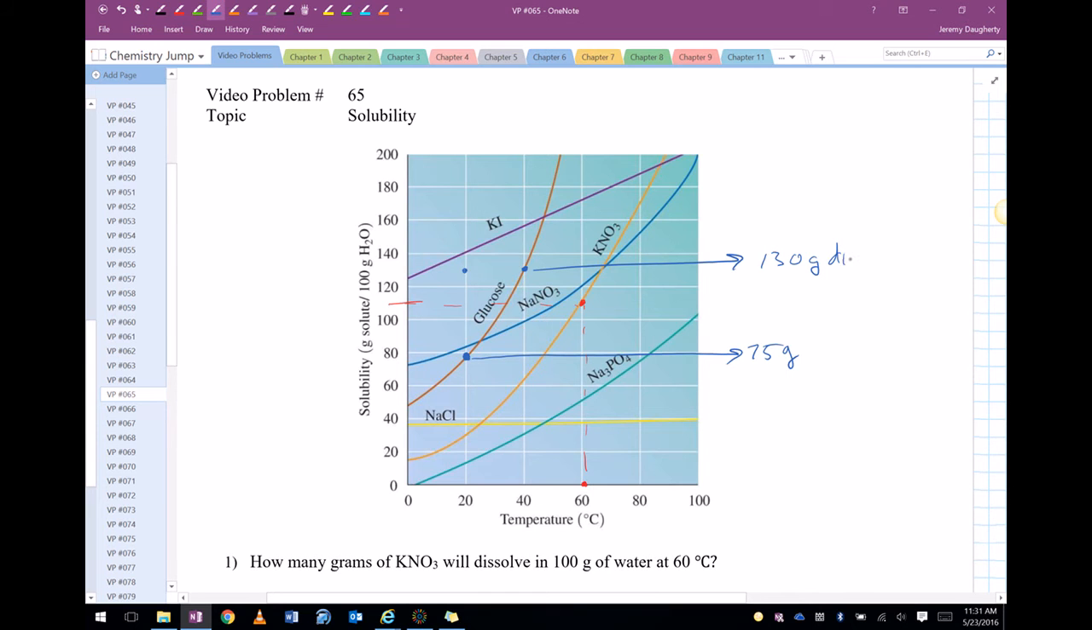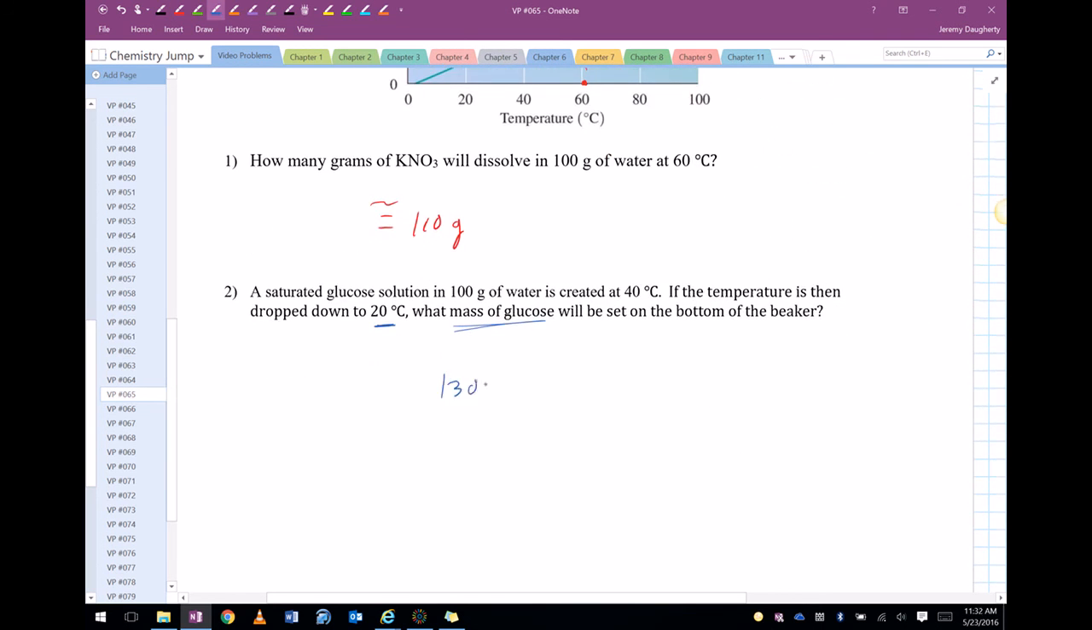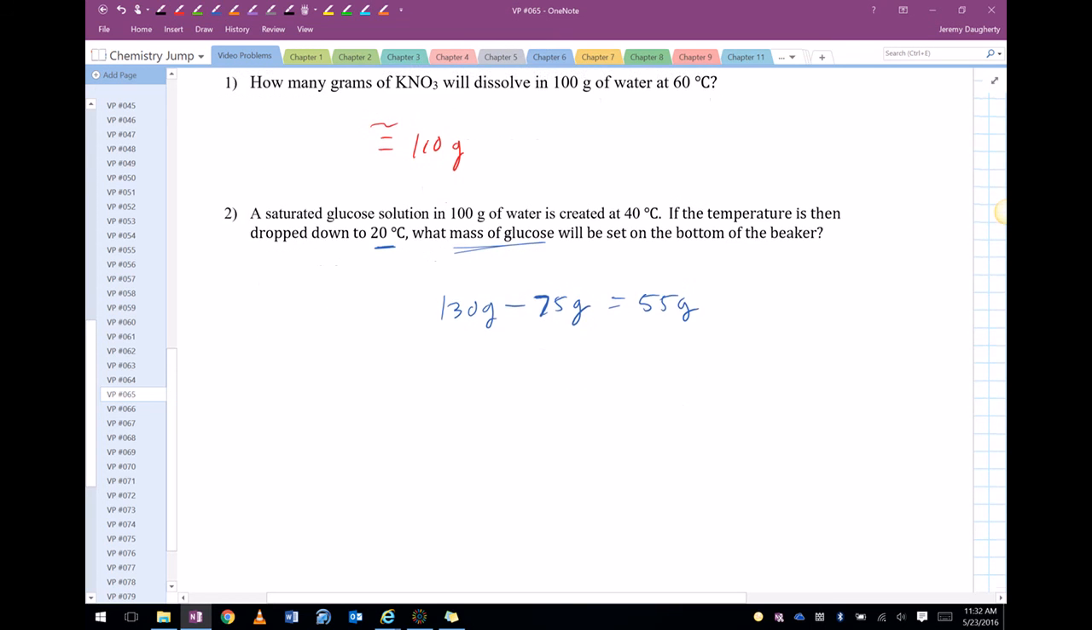So 130 grams dissolved, then 75 grams dissolved. So how much settles on the bottom? Well, the difference between these two. So the amount that settles on the bottom is 130 grams minus 75 grams, which is 55 grams. So I'm going to say 55 grams of glucose will settle on the bottom.